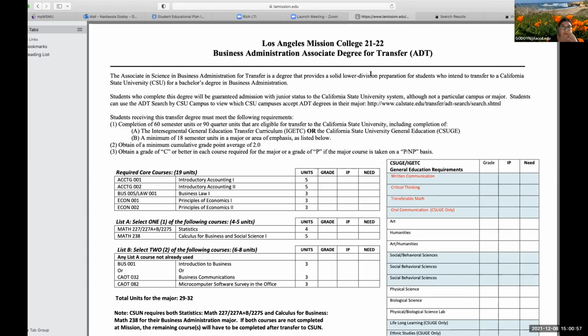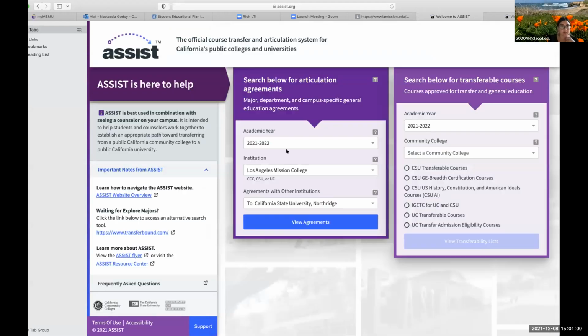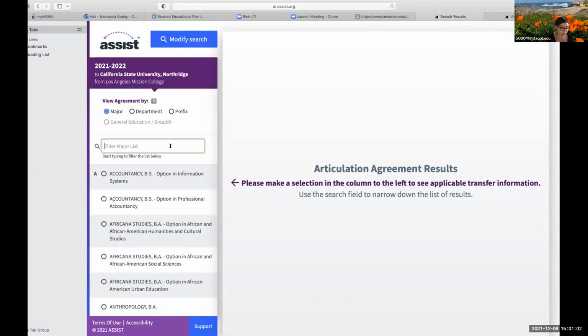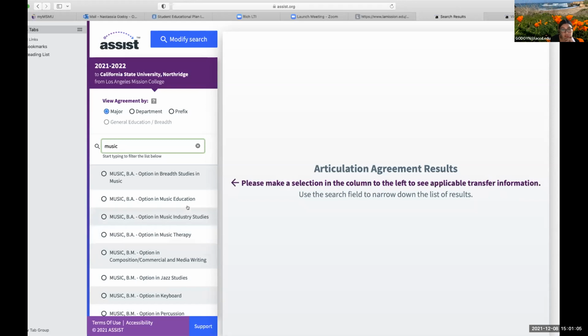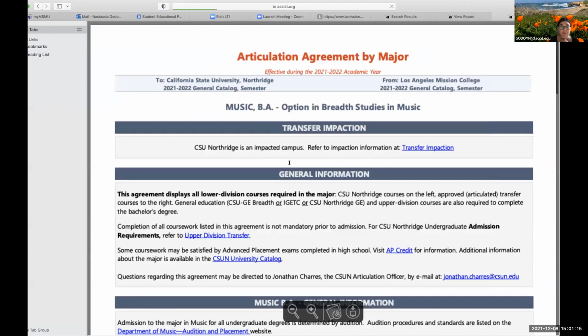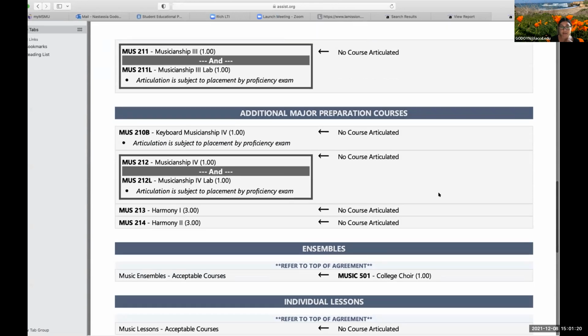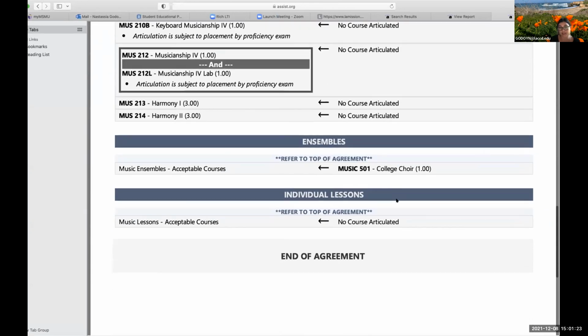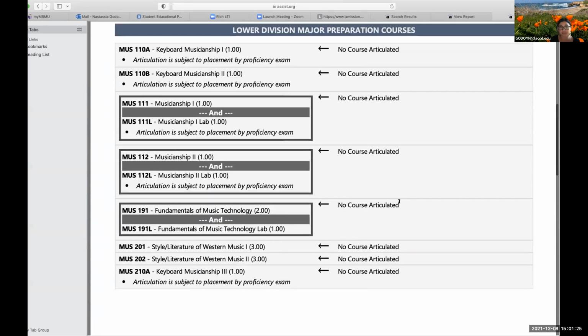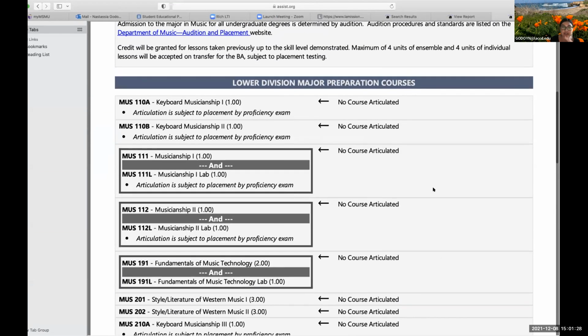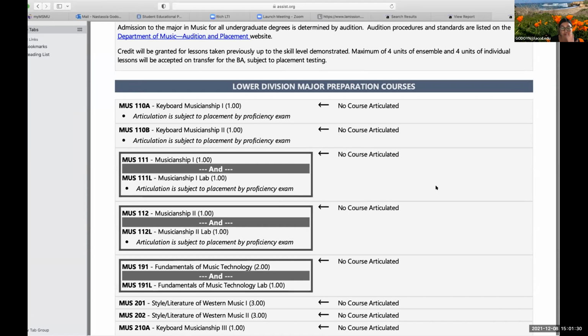So let me go back to Assist. So I'm going to modify search for CSUN. We're going to put in music. Which option did you select, Monica? The first one. Okay. So we click on view agreement. So here it says no course articulated on the right for any of them, except for ensembles. So what this means, this is a really good thing that you're bringing up. This means that LA Mission College doesn't have any equivalent courses to the ones offered at CSUN.